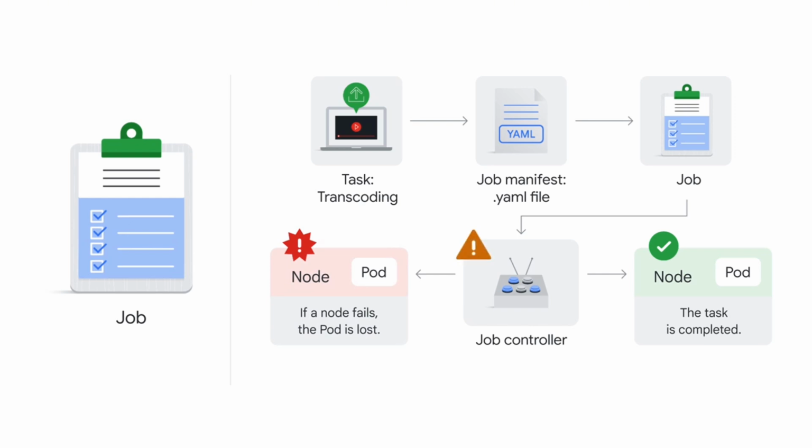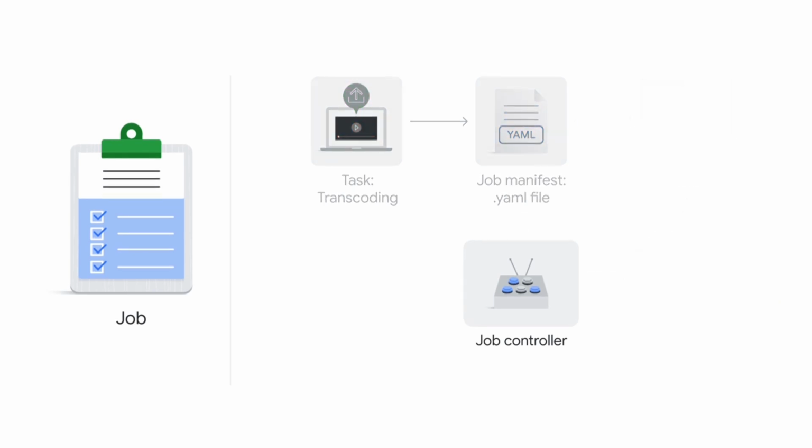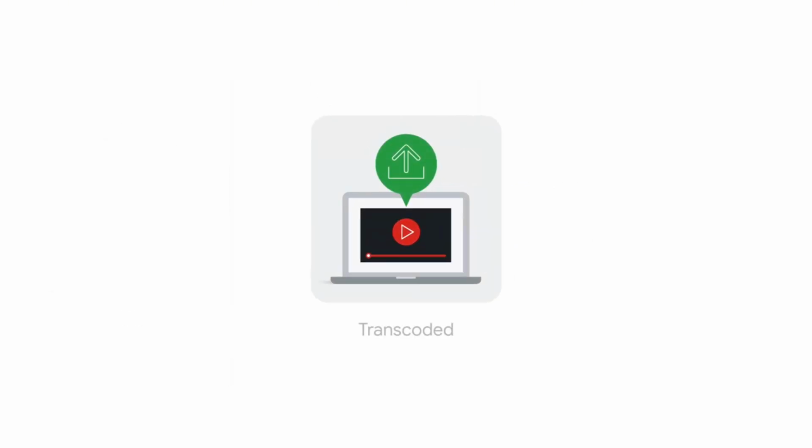The job controller, which monitors the pod, would be aware that the task has not been completed. As a result, the job controller would then reschedule the pod to run on a different node and continue to monitor the pod until the task is completed. After the task is complete, the job controller would remove the finished job and any pods associated with it. It's at this point that the video would be successfully transcoded.